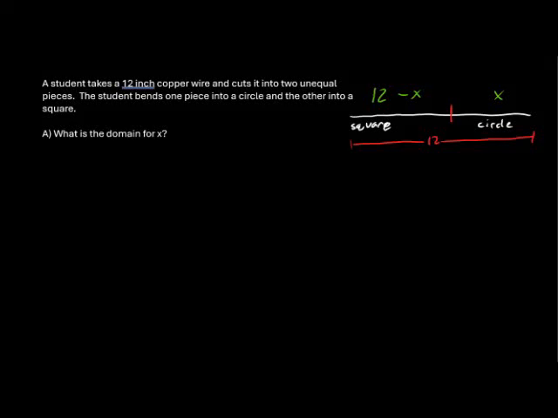This problem tells us that a student takes a 12-inch copper wire and cuts it into two unequal pieces. I'm labeling the wire in the upper right as this line, and the red mark will symbolize the place where the student cuts it. I'm labeling the piece on the left with a length of 12 minus x, which is the 12 we started with, minus however much we're cutting out, and then the right side I'm just labeling as x.